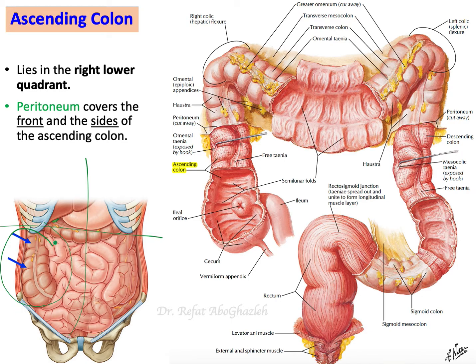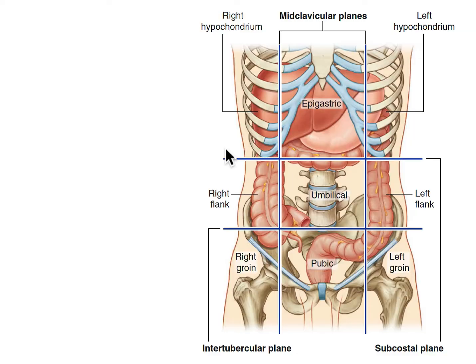What does it mean? It means it lies behind the peritoneum. That means the peritoneum just covers, as you see here in this figure, just the anterior and the lateral side of the ascending colon, and similarly the descending colon. Back to the ascending colon. Look at the peritoneum that covers the lateral and just anterior surface of the ascending colon. That means no peritoneum behind it. That means it's a retroperitoneal structure.